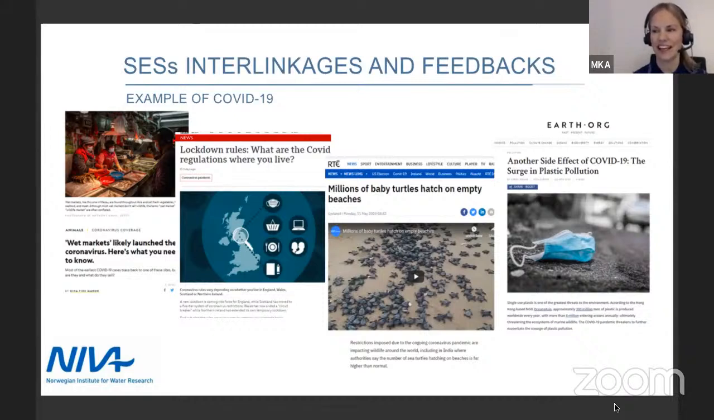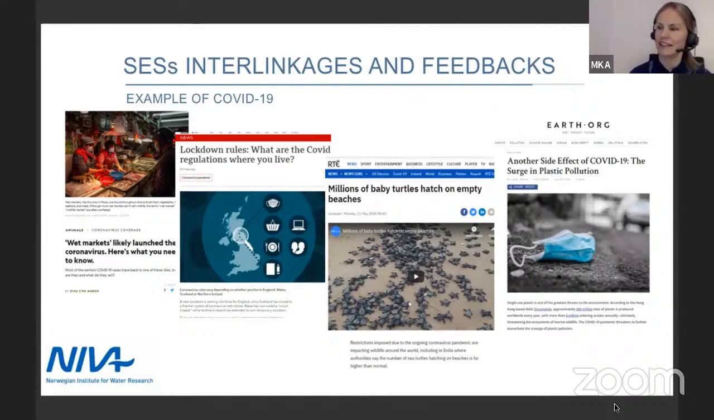What we do now, staying more at home, traveling less, and so forth, has had implications for nature. For example, the absence of humans has led to wildlife returning in some places in the world. There's news of baby turtles hatching on empty beaches when there are no tourists there. But it also has other side effects, for example, that we now use a lot of face masks and perhaps use plastic more than we used to. So plastic pollution has increased through those measures.